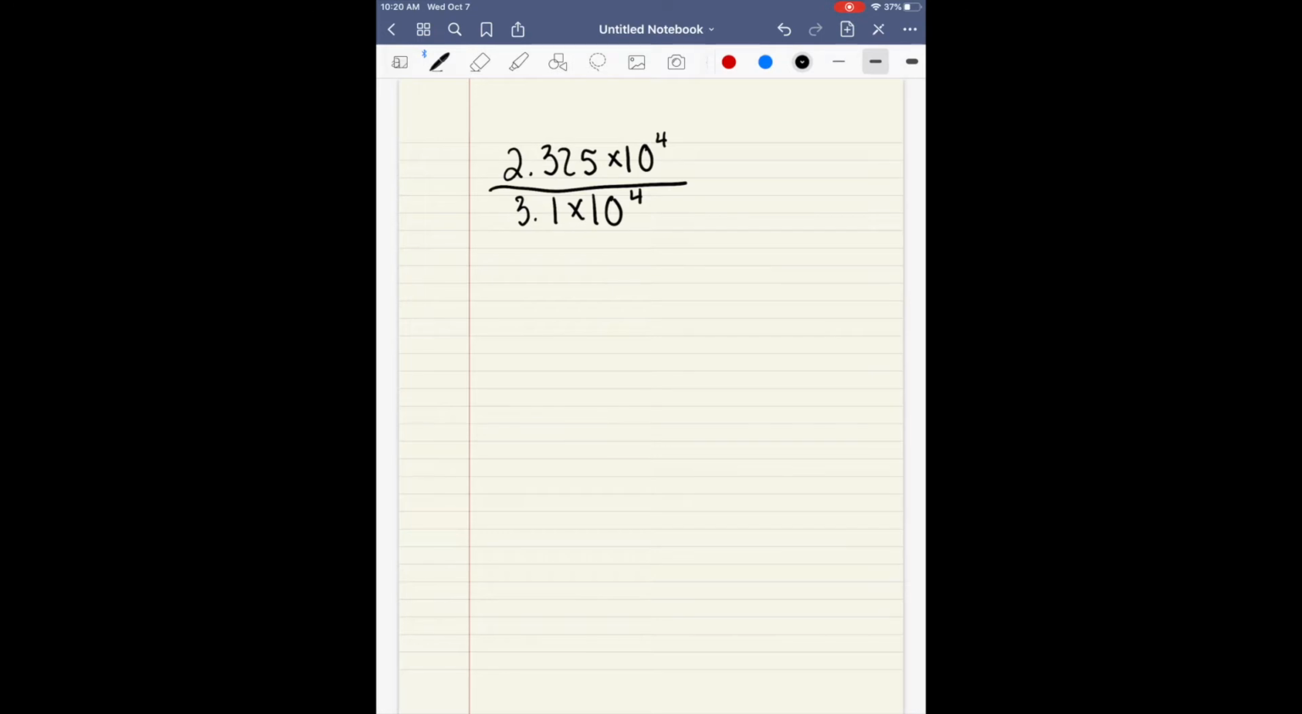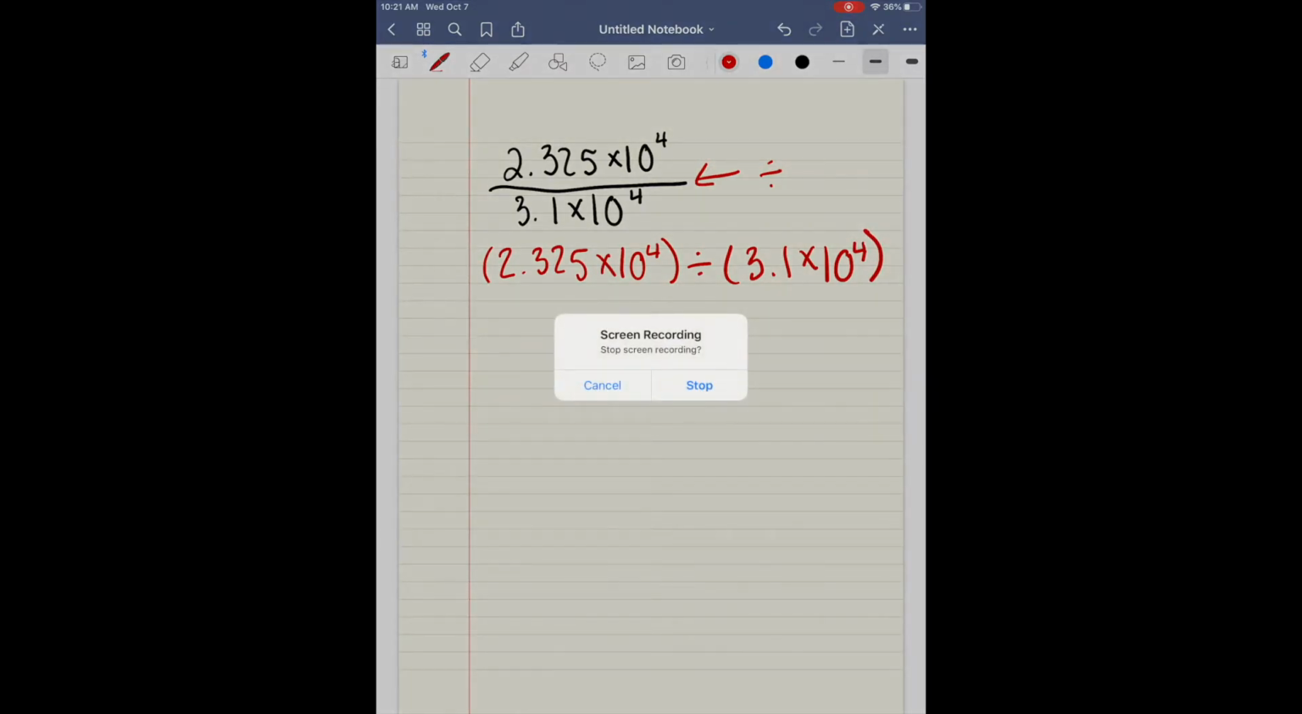So our next problem is going to be 2.325 times 10 to the 4th. This big bar means divided by 3.1 times 10 to the 4th. So keep in mind, this problem is the same thing as seeing something like 2.325 times 10 to the 4th divided by 3.1 times 10 to the 4th. So division can be written in two different ways. All right, so now we're going to put it in our calculator.